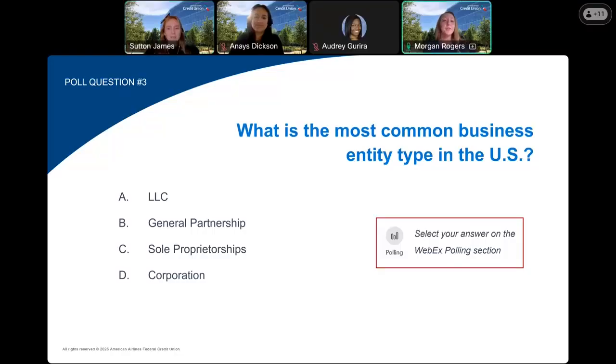Sure. So the answer is actually C. The most common type of business structure for small businesses is a sole proprietorship. This is essentially because it is the easiest business structure to form with the least amount of paperwork or government regulation. Next, limited liability companies, or LLCs, seem to be the next most common option for small businesses in the US.